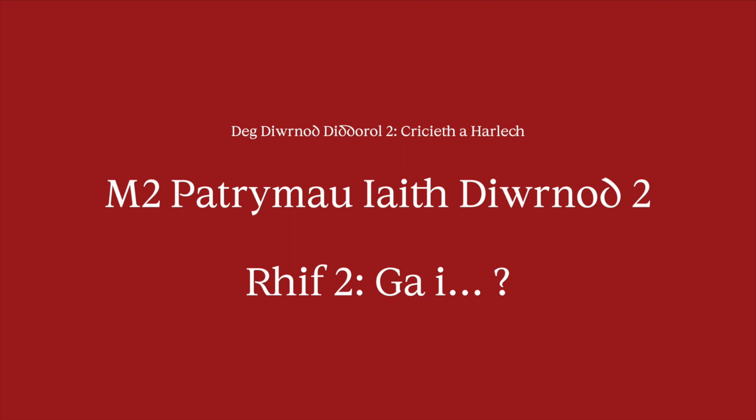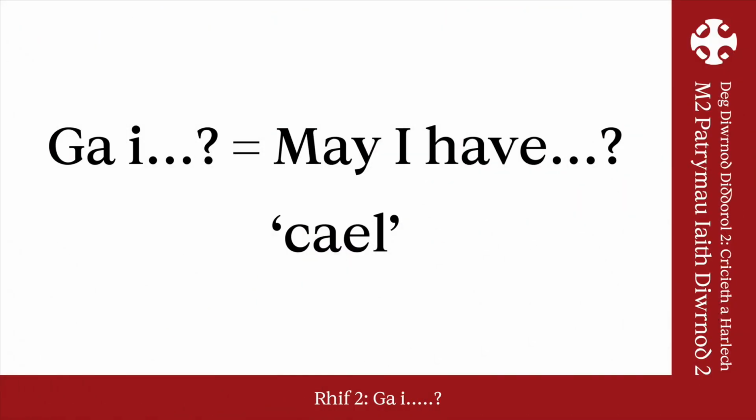Number 2. Ga i. To ask for something in Welsh, or to say the equivalent of may I have in English, we use ga i. This is a version of the verb cael, to have, in the future tense. The pattern also causes a soft mutation.